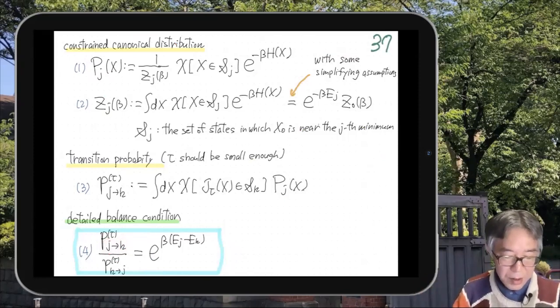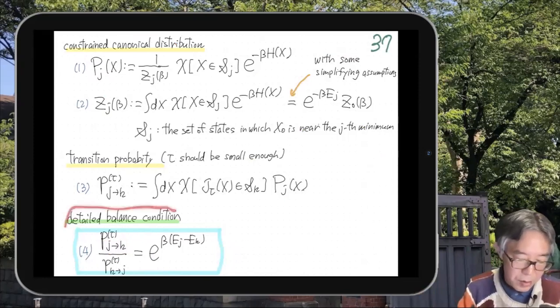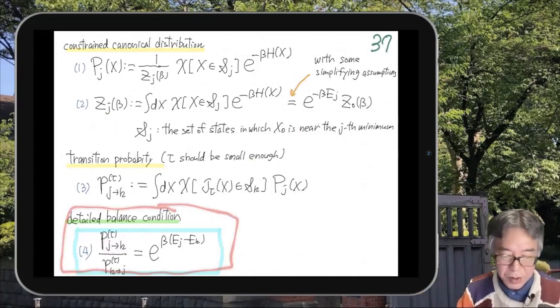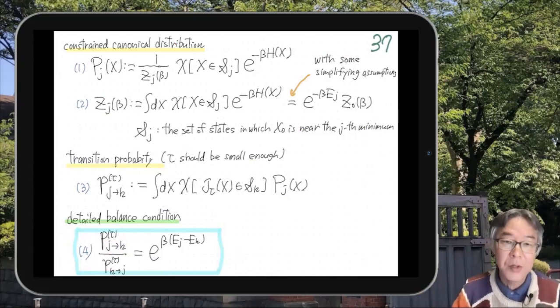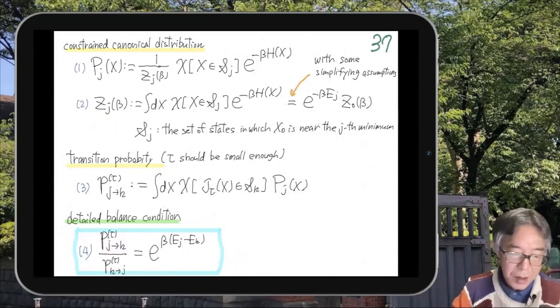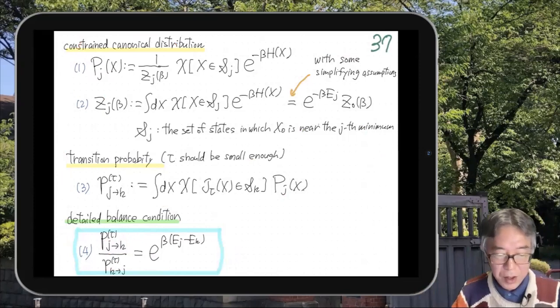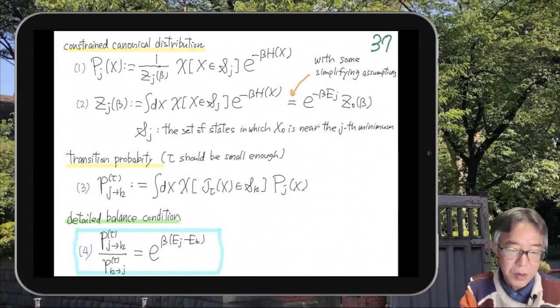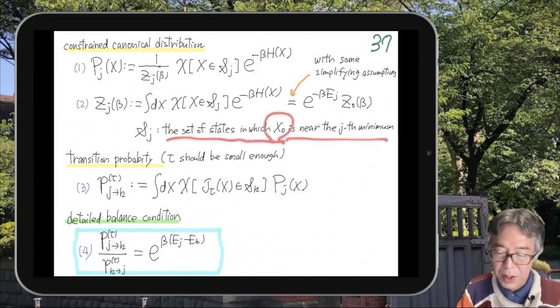Okay, but anyway, in such a complicated situation, I argue that the detailed balance condition is still valid, and the derivation is essentially the same. I'm being very sketchy here. Again, we can consider a constrained canonical distribution where S_j denotes a set of states in which X naught is near the jth minimum.